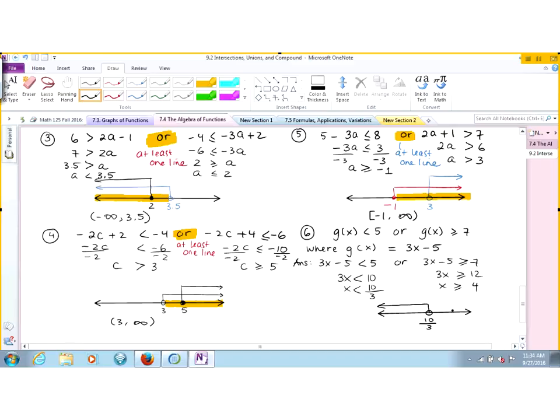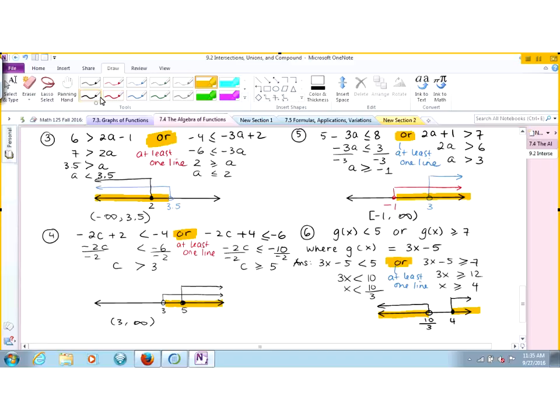Right. 4. Close. There. So I always put them at different heights. And then or. What does or mean? At least one line. So which points have at least one line?